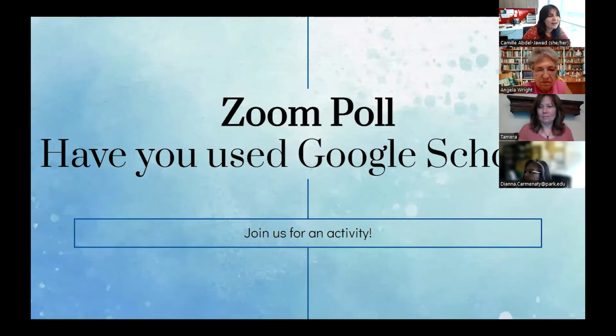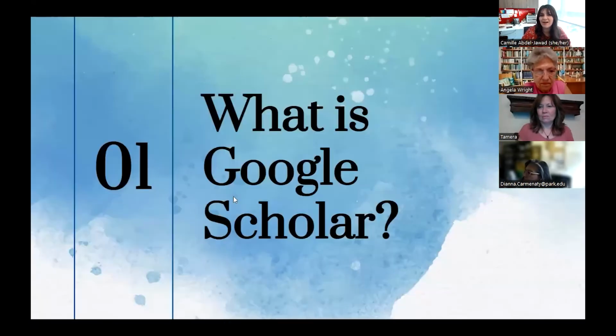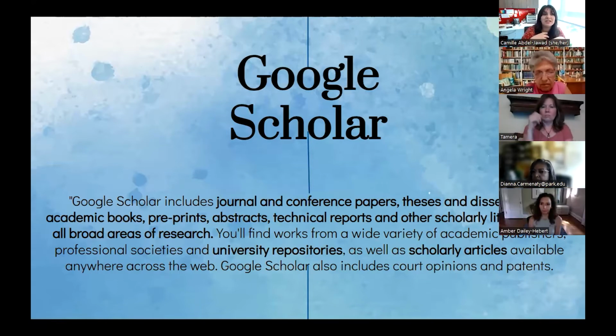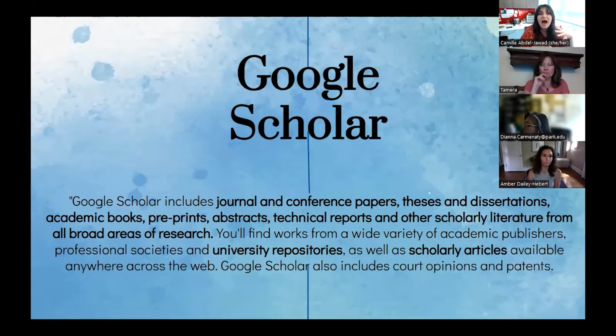All right, so we're going to jump into our workshop. Really the main question I get is, what is Google Scholar? Why is it different than Google? And why should we use it? Google Scholar is really similar to our library databases in that it searches journal articles, conference papers, theses and dissertations, academic books, preprints and abstracts, and all kinds of really good stuff. But it's different from Google in that it doesn't search the full web for websites and things like that.